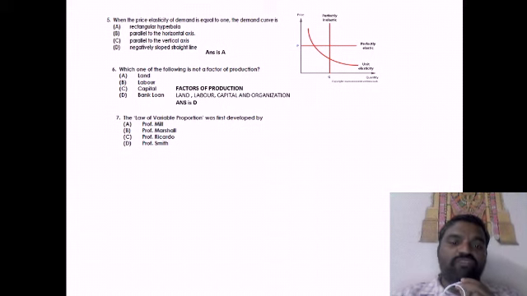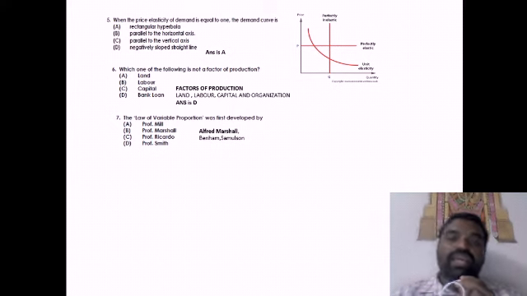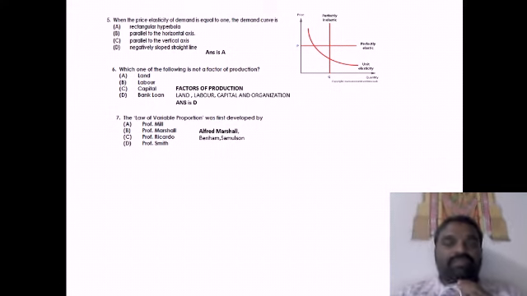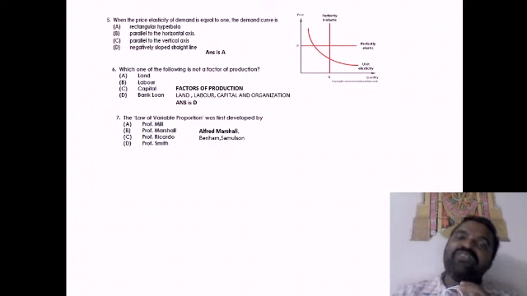Next, the law of variable proportion was first developed by Alfred Marshall. Actually later it was developed by Benham and Samuelson. Students, one more thing: in economics almost all or many laws are developed by Alfred Marshall. If you don't know the answer, you better prefer Alfred Marshall.